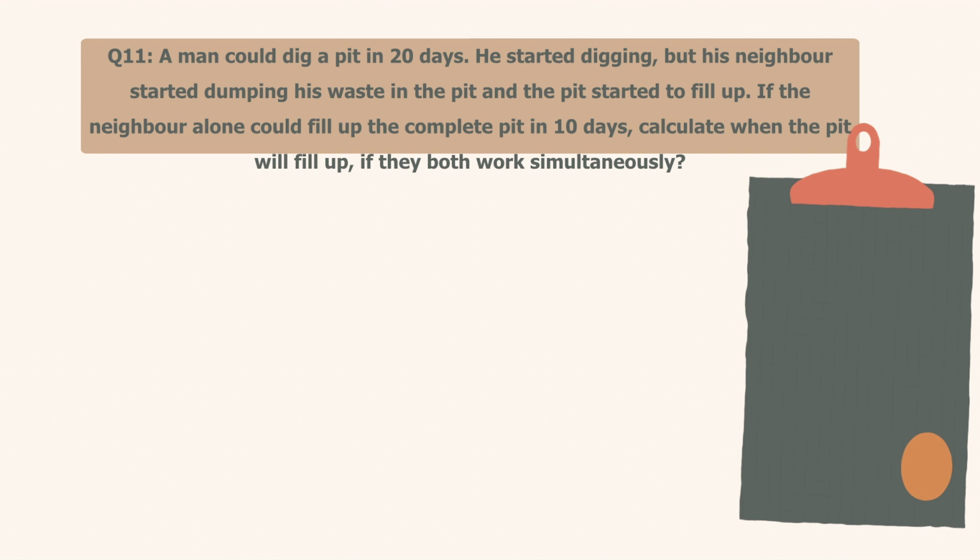Okay, the first question. A man could dig a pit in 20 days. He started digging, but his neighbor started dumping his waste in the pit, and the pit started to fill up. If the neighbor alone could fill up the complete pit in 10 days, calculate when the pit will fill up if they both work simultaneously. For those of you who want to solve the question, please pause the video and solve it. I will wait.